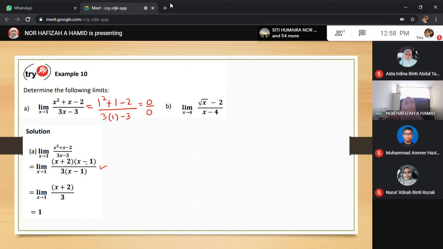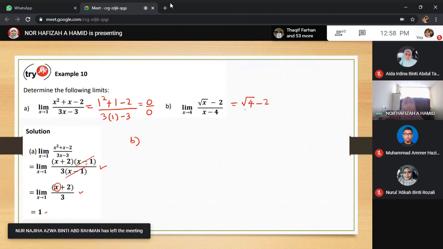Okay, so you factor and next you can cancel x minus 1. So the function becomes x plus 2 over 3. So substitute the value x equal to 1. So the answer is 1. Okay, so this is for example 10, A. Next for B. For B, the first step is you substitute the value, 4 minus 4. So the answer is 0 over 0.